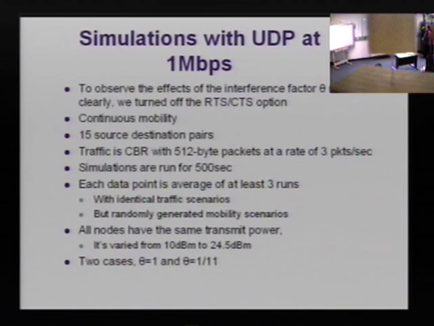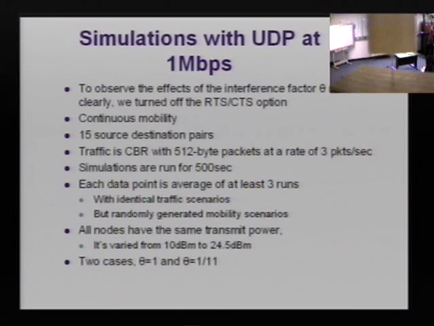So we did our first simulation at 1 megabit per second. This is only a simulation where we look at the effects of theta, the interference factor. To see it more clearly, we turned off the RTS-CTS option. There's continuous mobility, 15 source destination pairs randomly chosen with 512 byte packets at a rate of 3 packets per second. Simulations are run for 500 seconds.